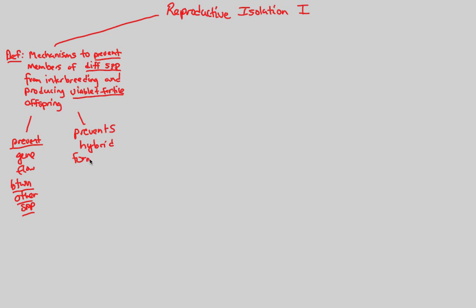Okay, you might be thinking, well, why don't we just try to have gene flow between other species? Why don't we just try to increase variation? These things are not that easy. Speciation is not that easy. It's an important event that occurs because of things like reproductive isolation, because we want to prevent hybrid formations.